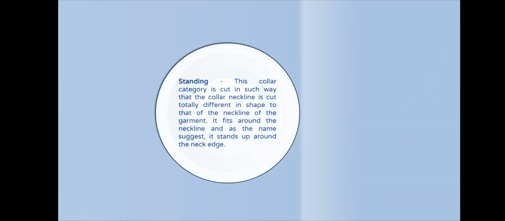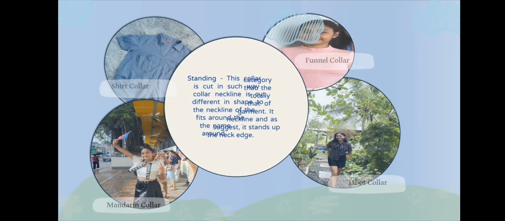Another category of collar is the standing collar. This collar category is cut in such a way that the collar neckline is cut totally different in shape from the neckline of the garment. So as I mentioned earlier, the standing collar is totally different. It fits around the neckline, and as the name suggests, it stands up around the neck edge. The standing collar is expected to stand up around your neck.